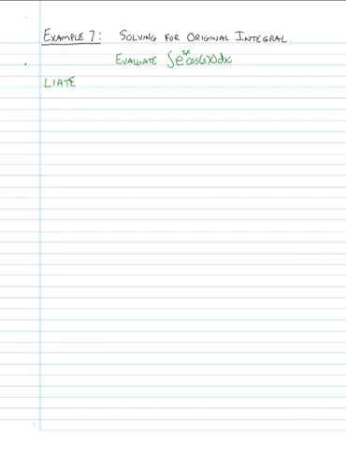Now, here's a case where we don't really need to use LIATE. I'll tell you in a moment that we can do this a couple of different ways. But if we were to use that, we have an exponential function, which is e to the 2x, and we have a trigonometric function, which is cosine of 3x. The exponential function occurs last, and so that's going to be our dv. So our dv is e to the 2x dx, and our u is cosine of 3x.